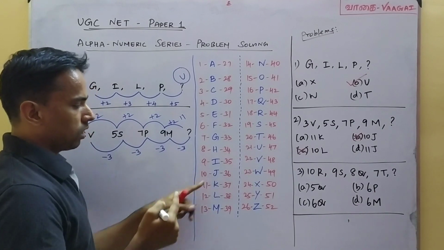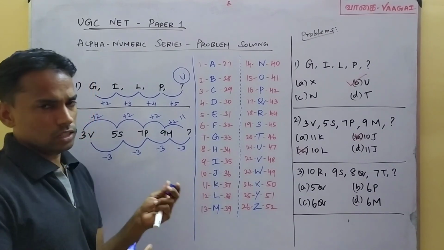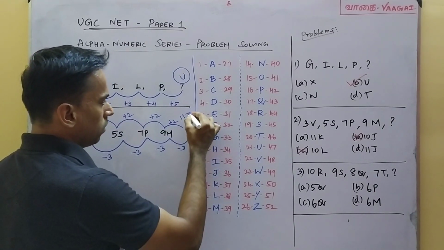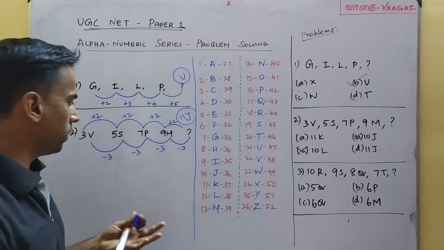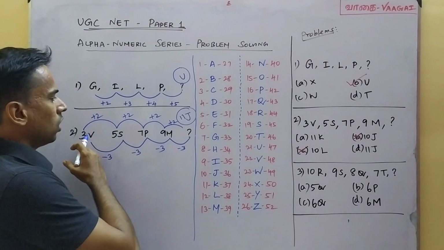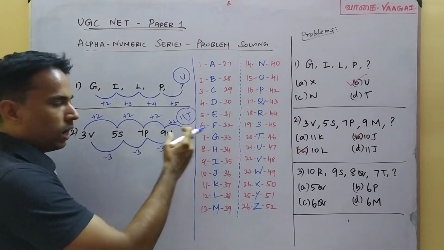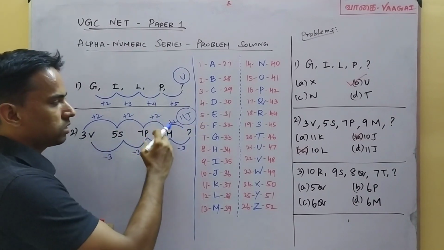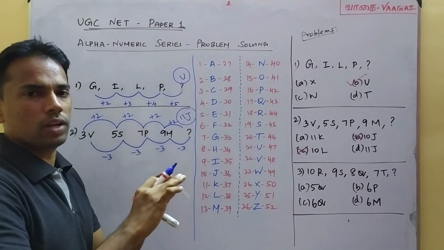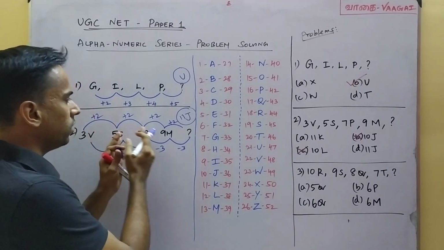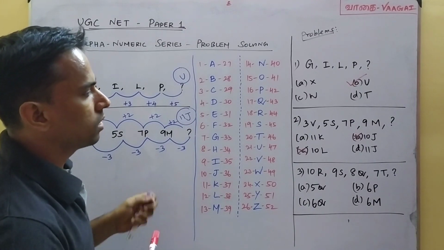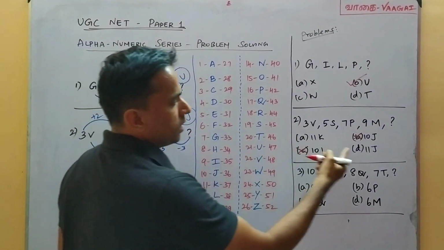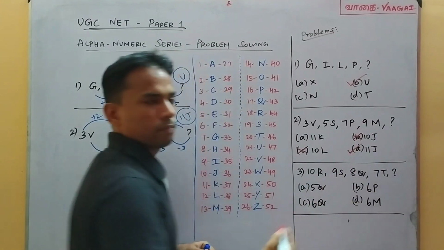So our corresponding letter will be J, right? I'll put J here. So 11J should be our answer. In numbers they moved +2, +2, +2 and in letters they moved -3, -3, -3. This way we have to catch the patterns individually and get the final answer. So our correct answer here is option D, that matches 11J.